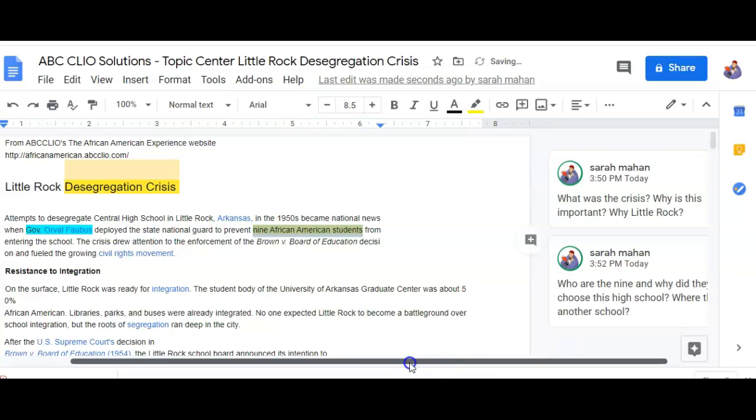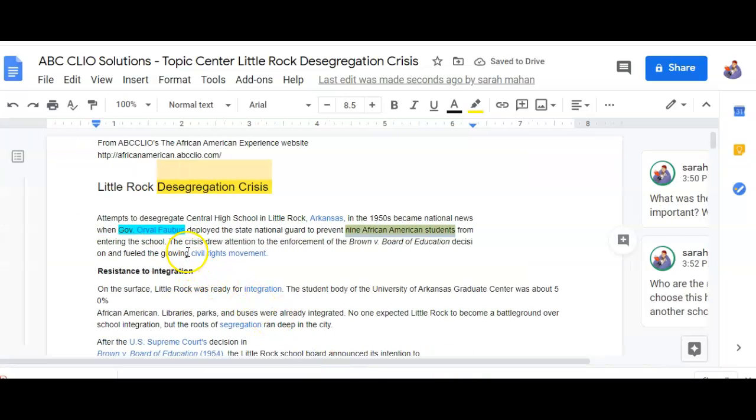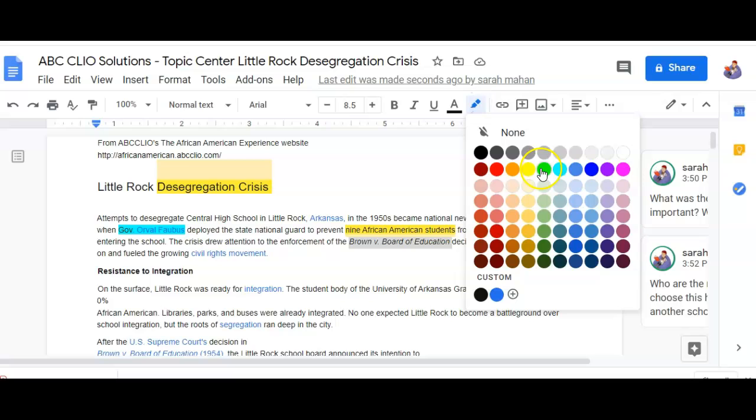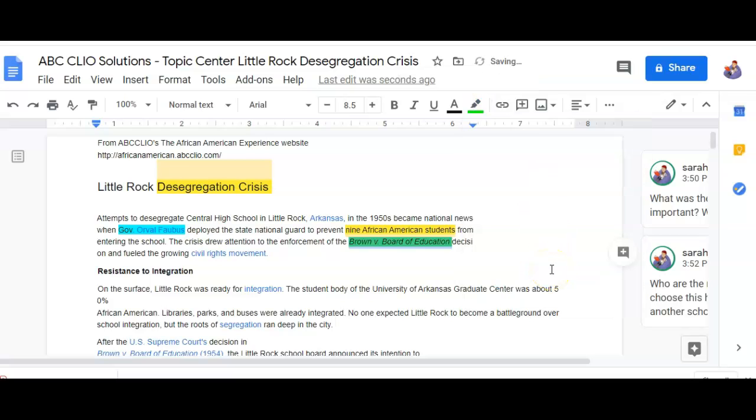So let's go there. And then it says the crisis drew attention to the enforcement of the Brown versus Board of Education decision and fueled the growing civil rights movement. Okay, so I would like to know more about Brown versus Board of Education. Why was that such a pivotal thing? It seems like it's causing a lot of animosity and chaos, especially if the governor pulled in state's guardsmen to keep these 9 children out of school.